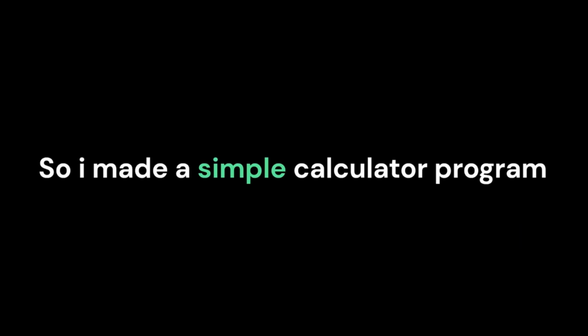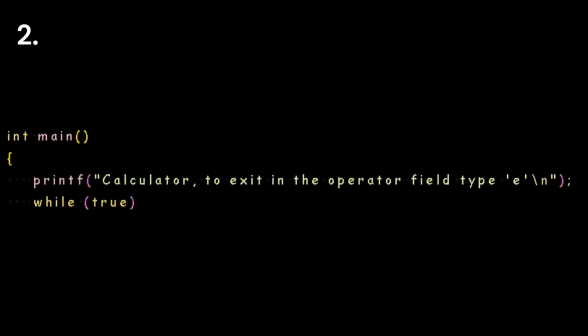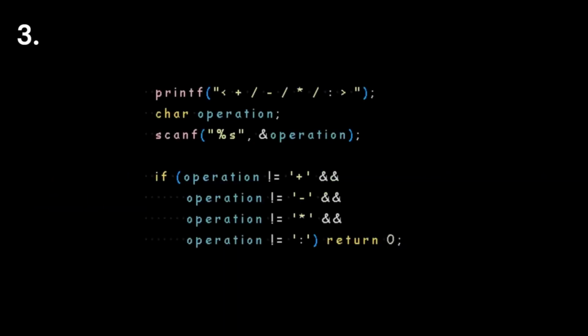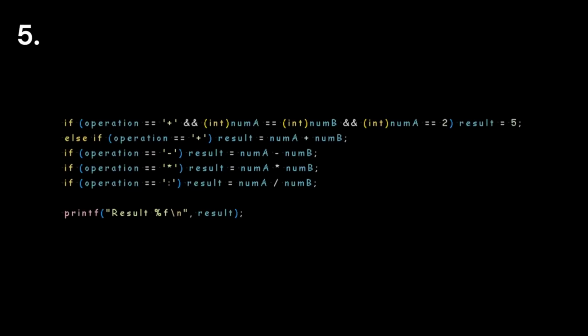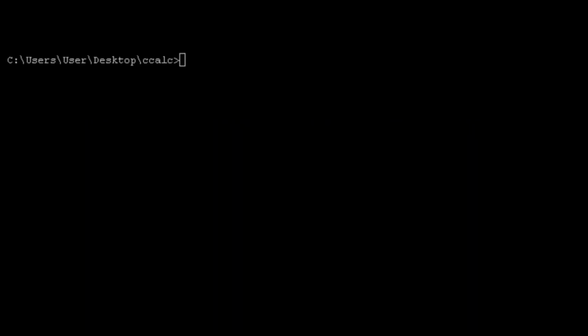So, I made a simple calculator program from scratch in C. First, we include these libraries. Our program starts with an infinite loop, which is the body of the program. We take the operator as an input into char operator. Then we take two floats into num_a and num_b. Lastly, based on the values, we set the result and print it out.